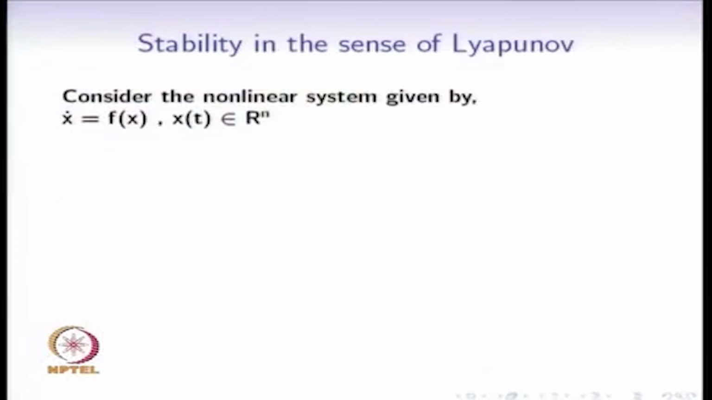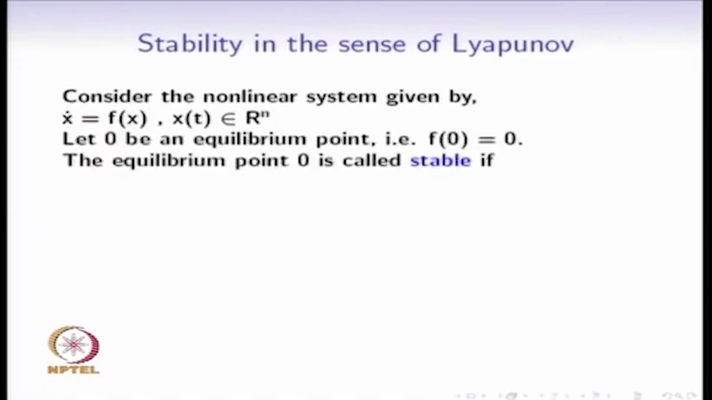Consider the nonlinear system given by x dot is equal to f of x, in which at any time t, x of t is an element of R^n, so x has n components. Let 0 be an equilibrium point. For convenience we are assuming that the origin itself is the equilibrium point. If some other equilibrium point is being studied, we can just shift the coordinates there, and in the new coordinates the origin is again the equilibrium point. So, let 0 be an equilibrium point, that is, f(0) is equal to 0.